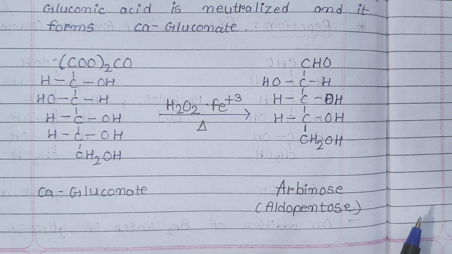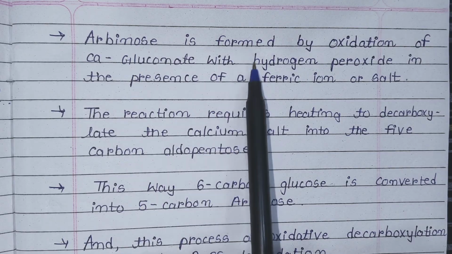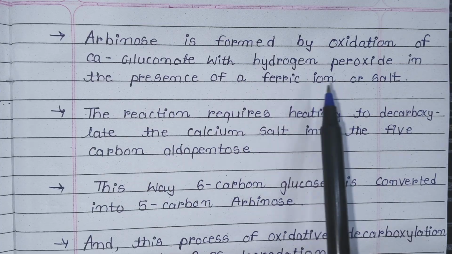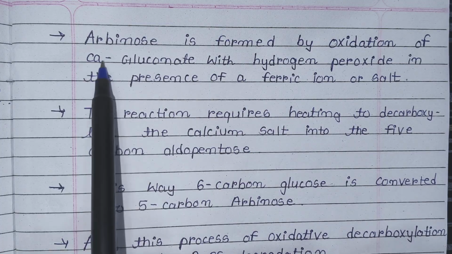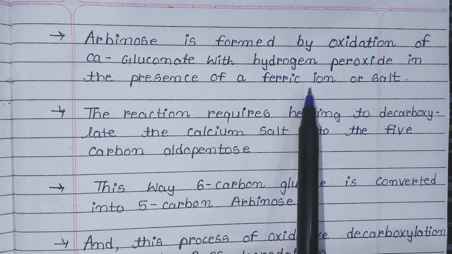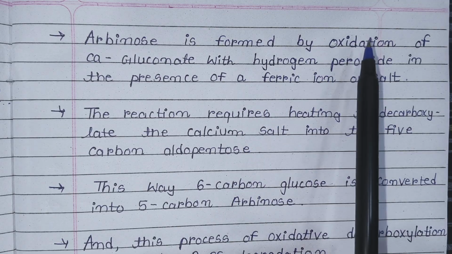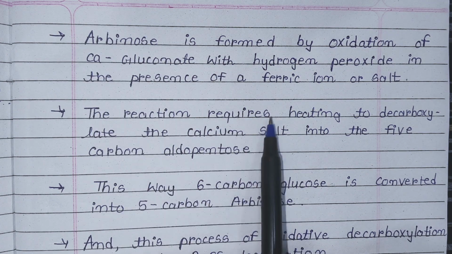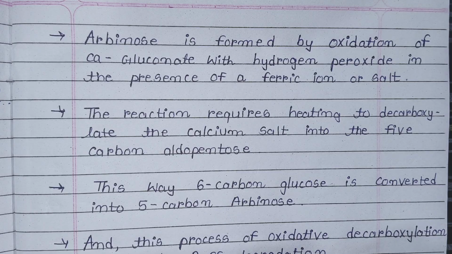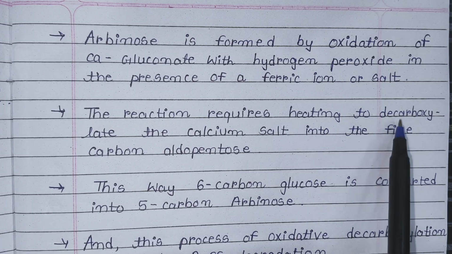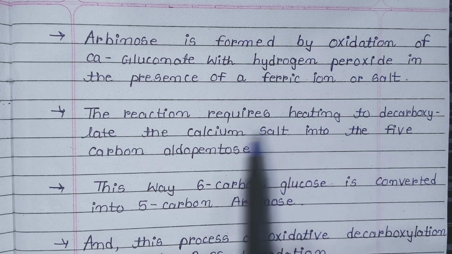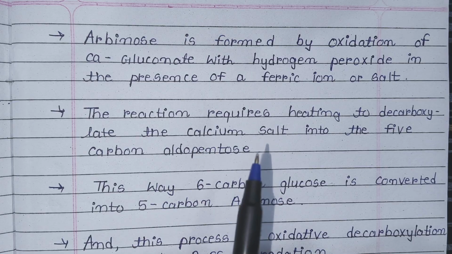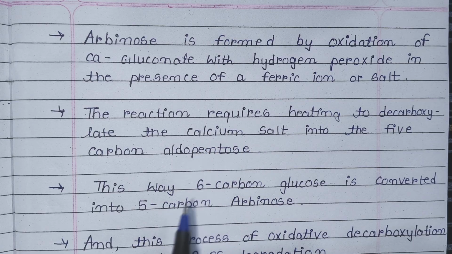Now let's come to the theory portion. Arabinose is formed by oxidation of calcium gluconate with hydrogen peroxide in the presence of ferric ion or salt. Okay, so the reactants are calcium gluconate, hydrogen peroxide, and ferric ion, which together on oxidation form our product, which is arabinose. The reaction requires heating. We have mentioned the heating symbol here because, to decarboxylate the calcium salt into the 5 carbon aldopentose, a certain amount of heat, a certain temperature, is required.